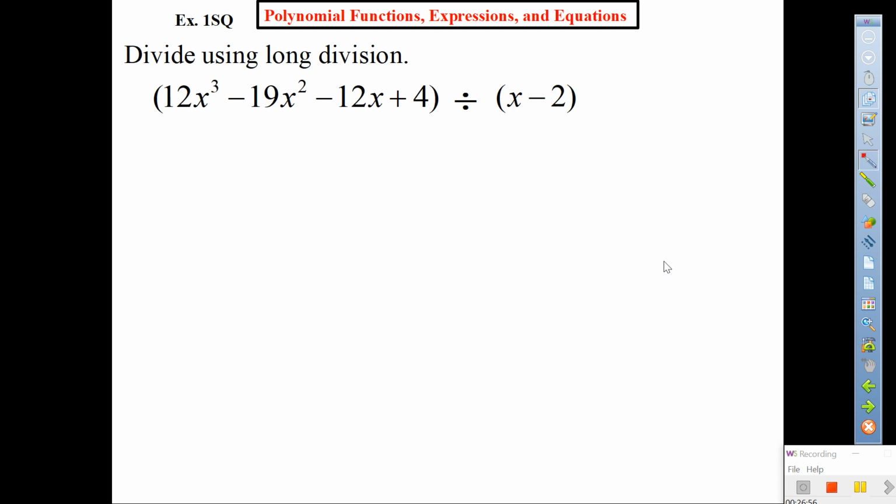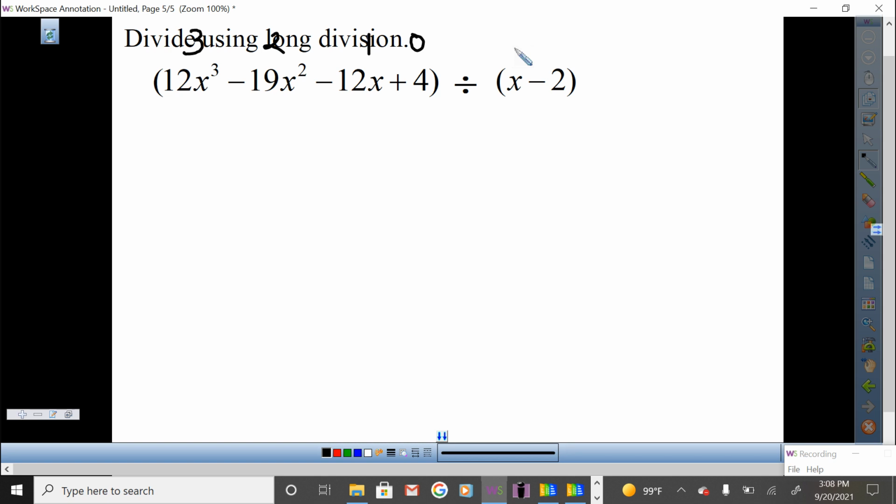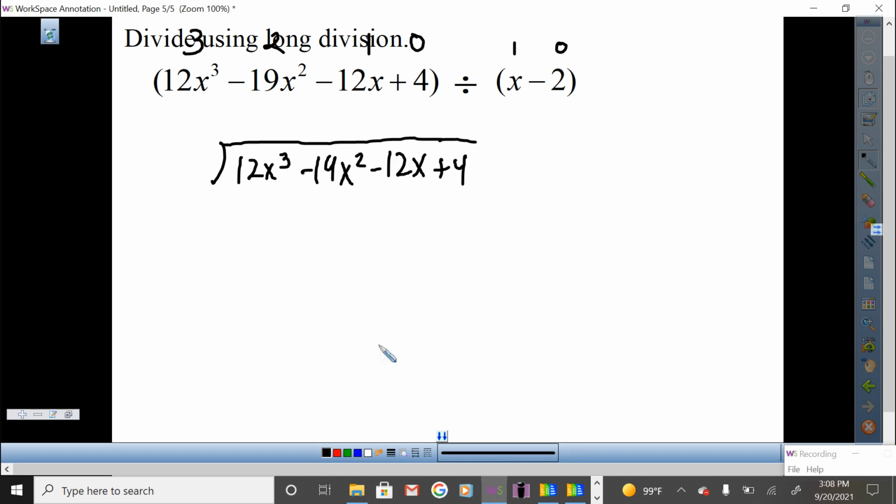All right. Let's see how we did. What is the first thing we check for, Rafa? Standard form. Let's see. Third degree, second degree, first degree, 0. Yes. Anything missing? No. Standard form, yes. So therefore we have as our dividend 12x cubed minus 19x squared minus 12x plus 4. And what's our divisor? Our divisor, we got x minus 2.